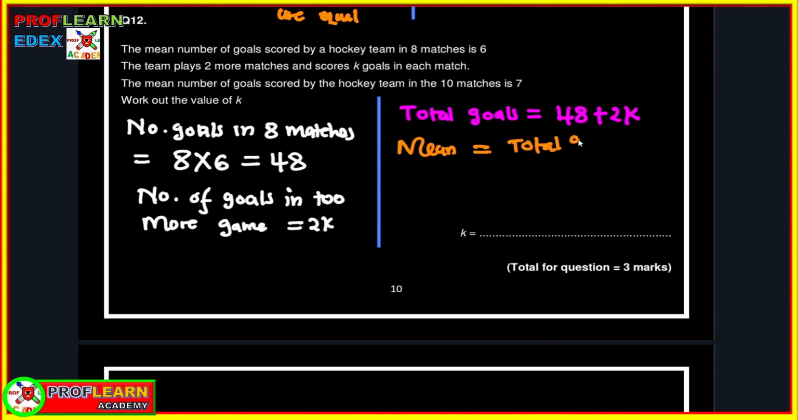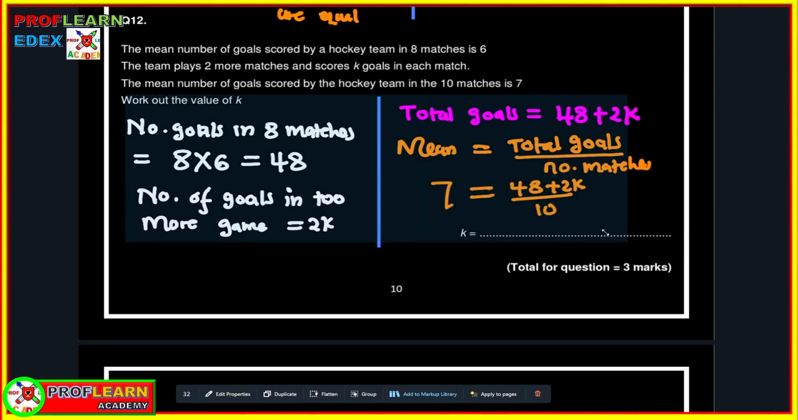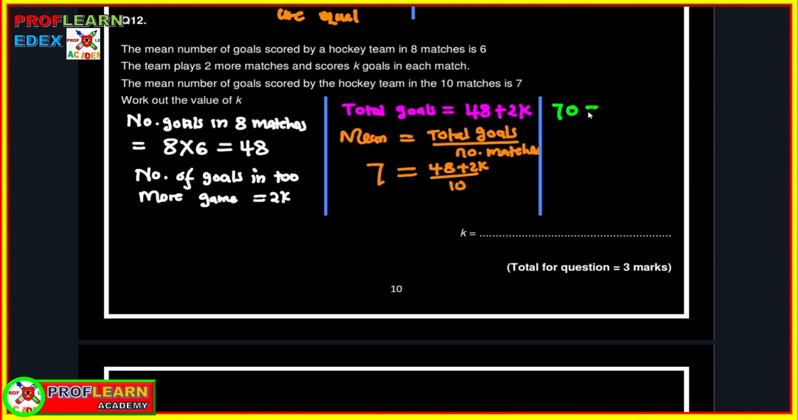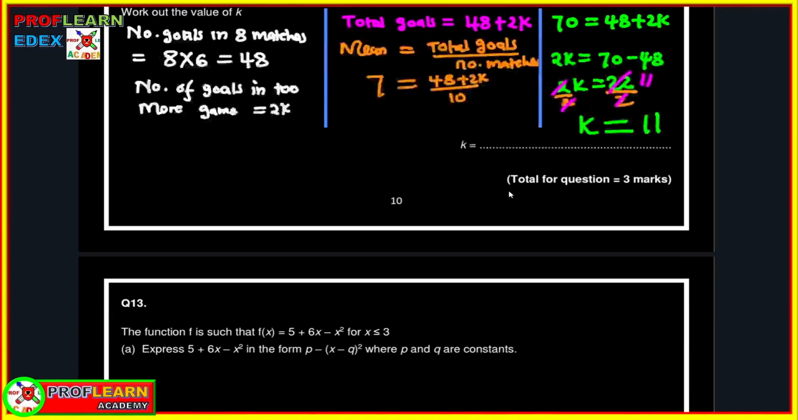Now, mean equals total number of goals divided by the number of matches. So this is going to be 48 plus 2k over 10. We can multiply by 10 both sides. Then we're going to have 70 equals that. To get k, we're going to make k the subject of the formula here, and k is going to be 11. So that is exactly what you are supposed to do in that case.